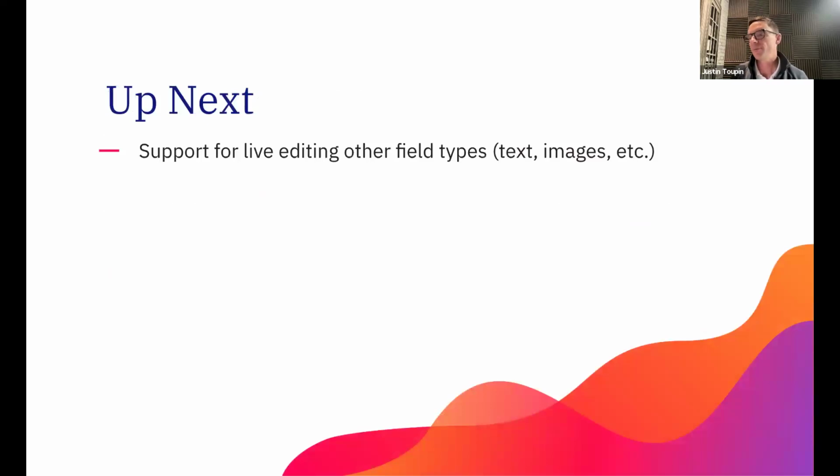Where we're headed next: first, we want to support live editing for other field types. What we're going to look at today is live editing with layout paragraphs, or with paragraph fields. We want to get to other field types, text, images, etc. Mercury relies very heavily on this whole idea of live preview, where you're actually building content in the preview pane. We'll take a look at what that looks like, and I think today I can demo how that might work for live editing text.